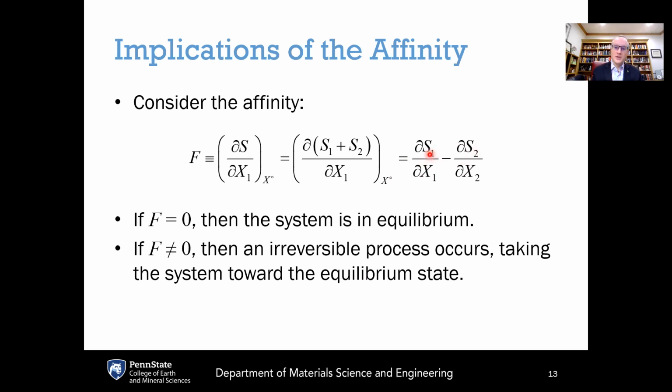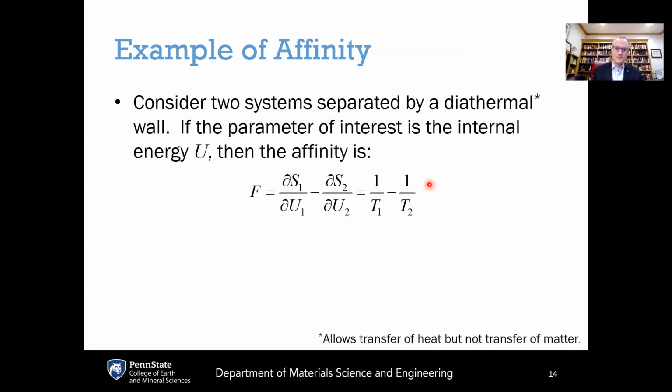If these two subsystems are different from each other, then an irreversible process will occur until these two terms end up being the same, at which point the irreversible process has completed and equilibrium has been obtained. Let's consider an example of this.